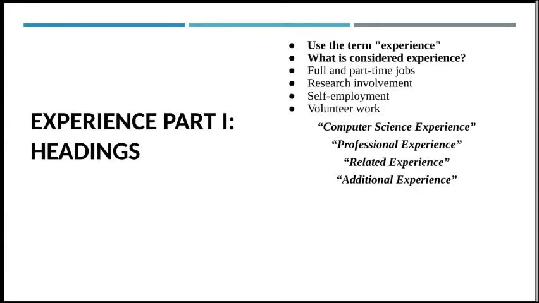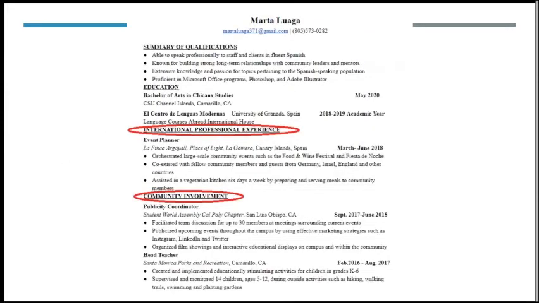So experience headers. There are a couple options you can have for headers. You can label it computer science experience or professional experience, volunteer experience, really whatever is relevant to you. So here's an example of a student that studied abroad. So they did international professional experience and split it up between their community involvement.